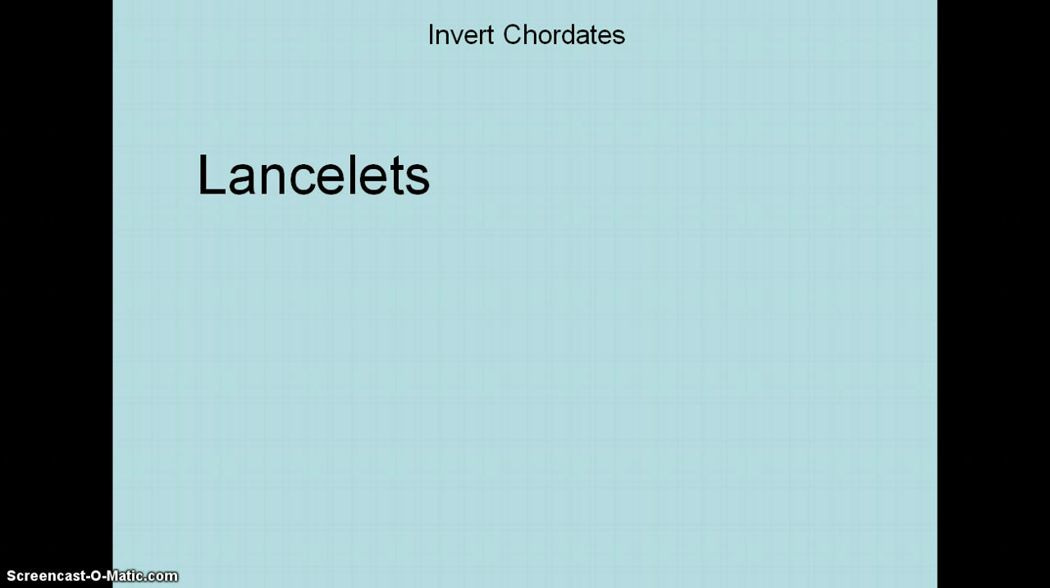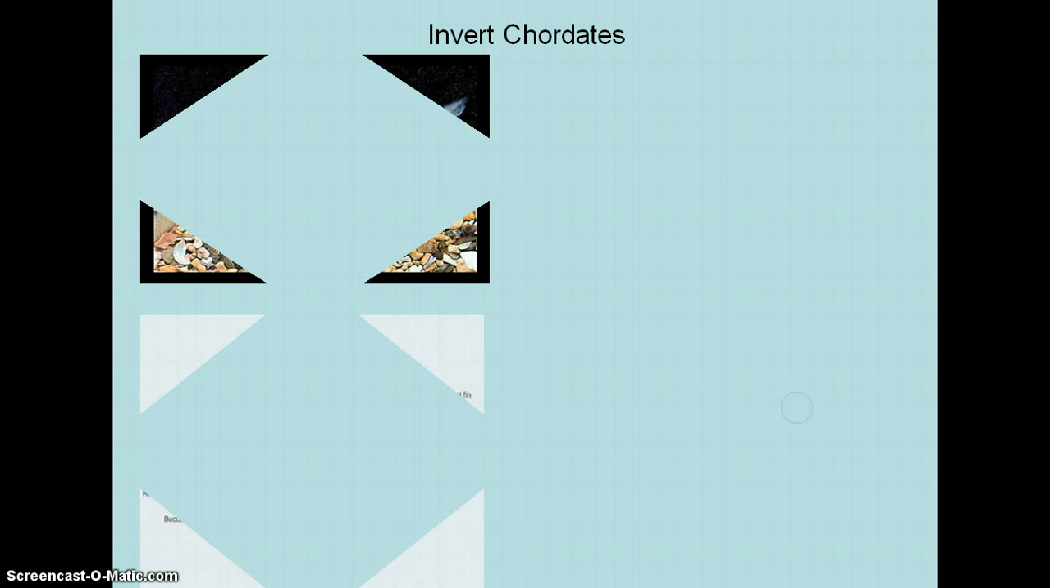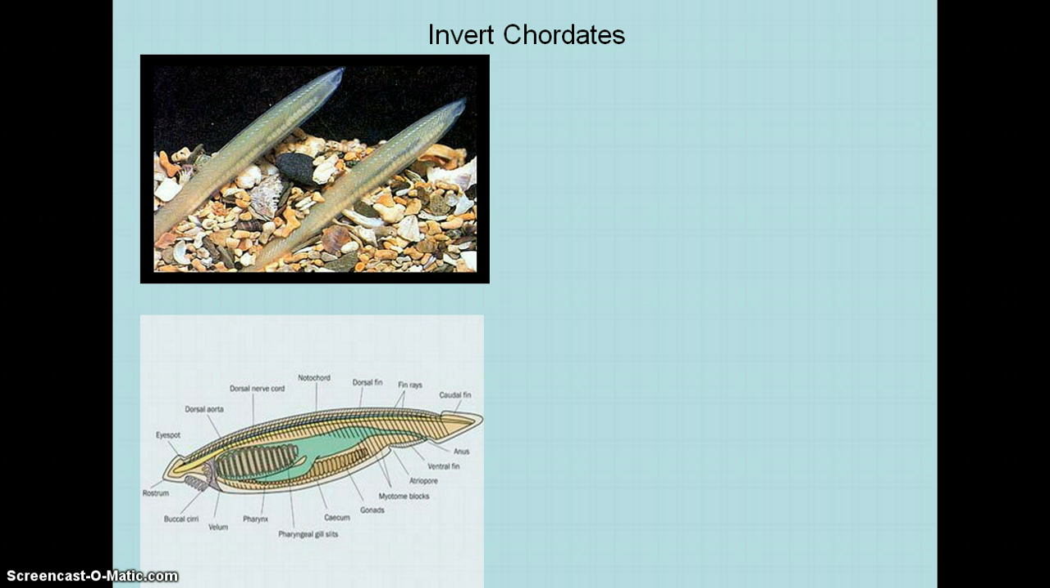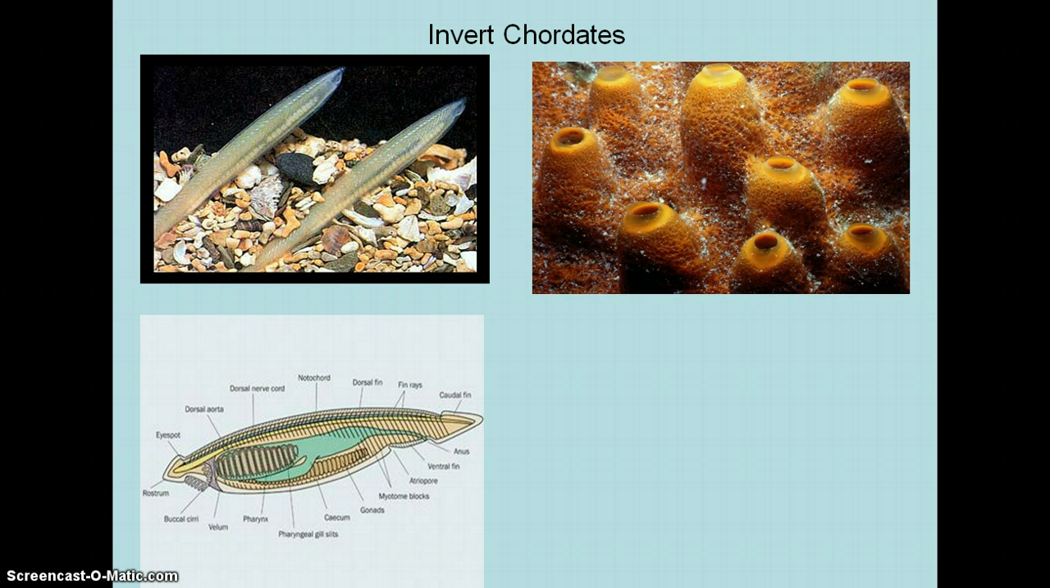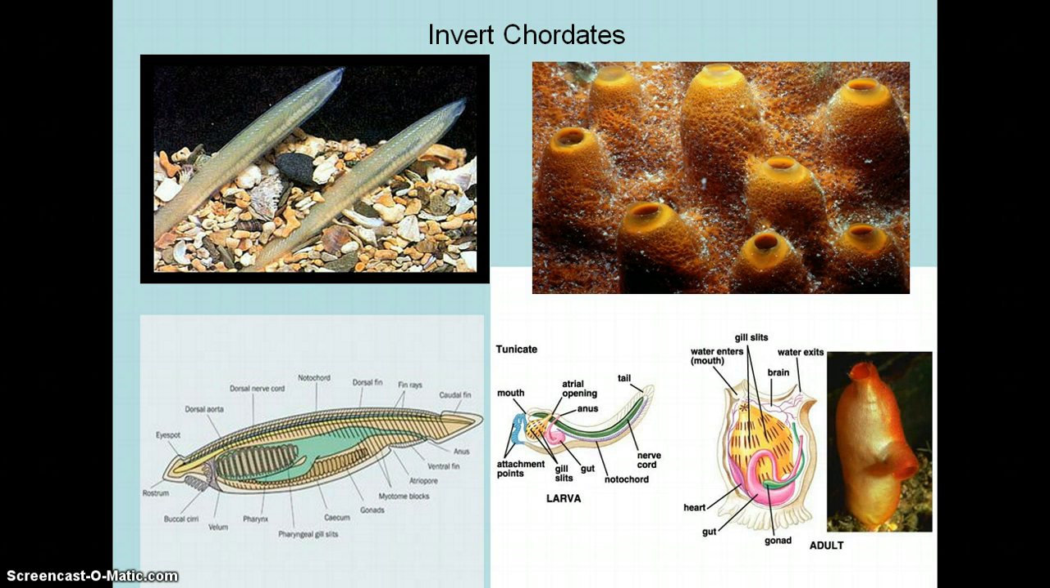All right, so the first invertebrate chordates are called lancelets, and the second is called tunicates. That's all you have to know about invertebrate chordates. That one is called the lancelet and one is called the tunicate. And here's a picture of each. I'll go back. There's my lancelet and there's my tunicates. Okay, so lancelet and tunicates.